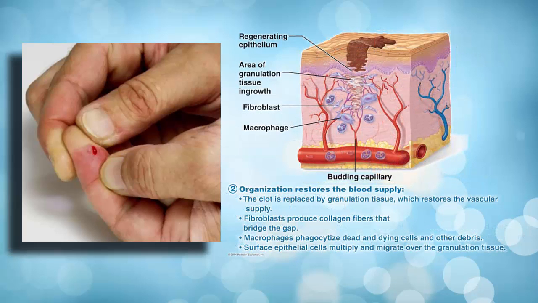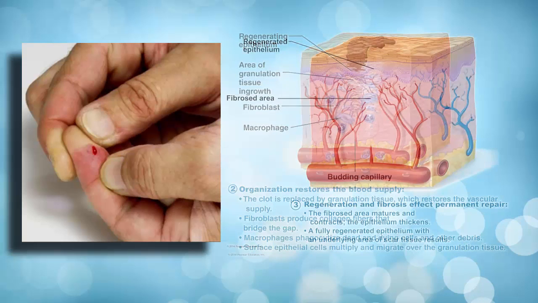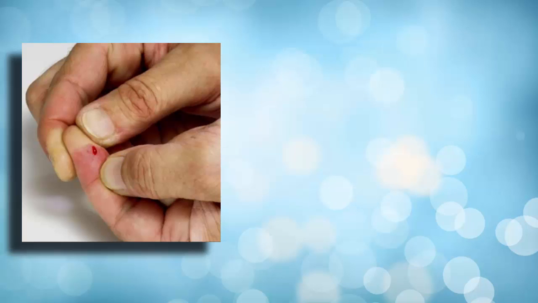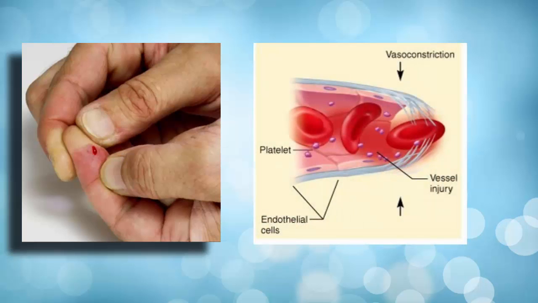The second stage involves the laying down of granulation tissue and the restoration of vascular supply. There's a cleanup process that is occurring, and granulation tissue is eventually replaced with collagen that's produced by fibroblasts. In the final stage of repair, the epithelium has been regenerated and the underlying connective tissue is fibrosed. This area will continue to undergo restructuring until all that is left as evidence of the cut is a fibrotic scar.